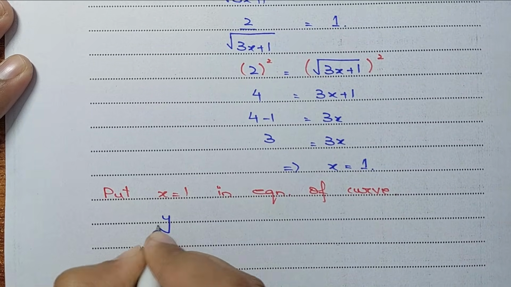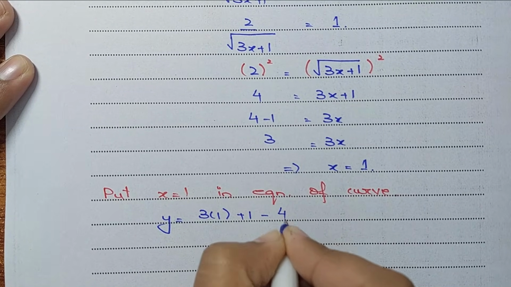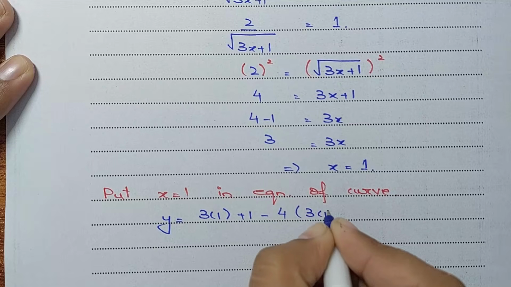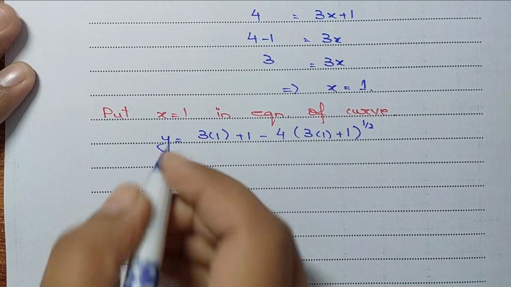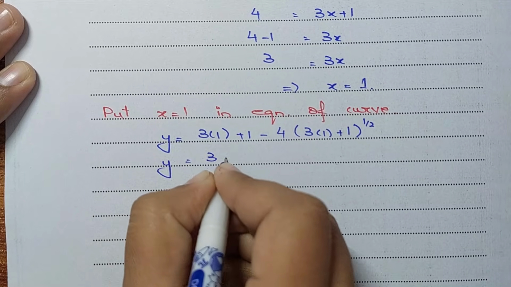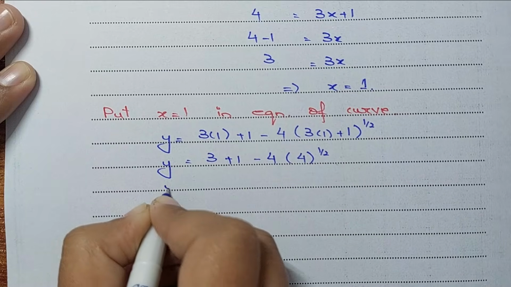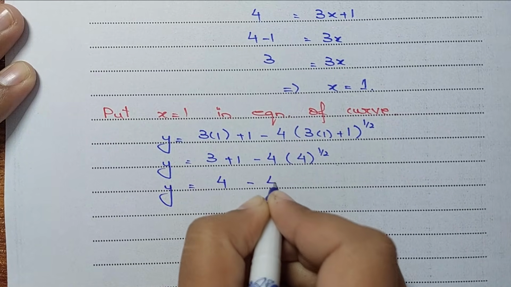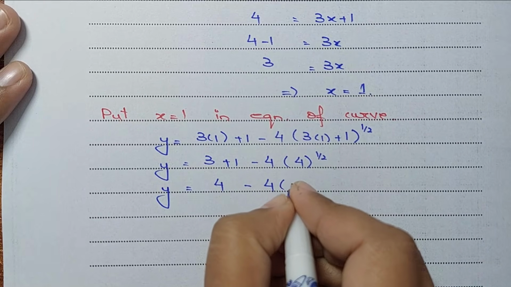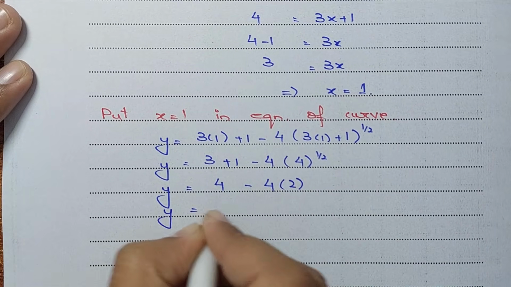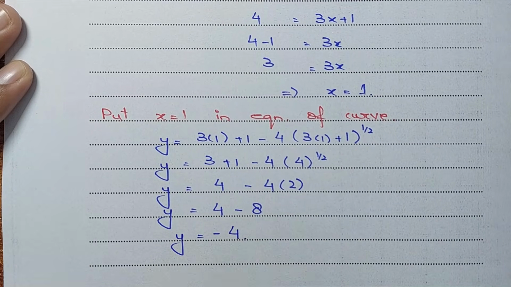So the y coordinate is 3x plus 1 minus 4 into (3x plus 1) to the power 1 by 2. Now the y coordinate is 3 plus 1 minus 4 into 4 to the power 1 by 2. So y equals 4 minus 4 into 4 to the power 1 by 2, which is 2. So y is 4 minus 8, so the y coordinate is negative 4.